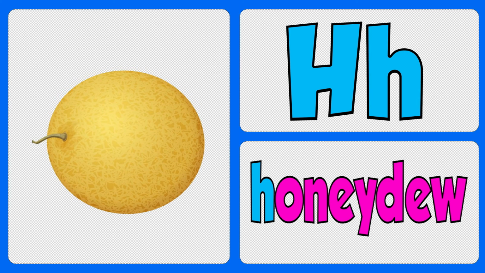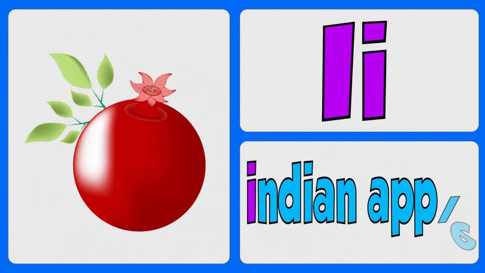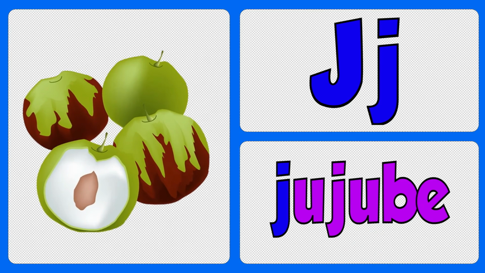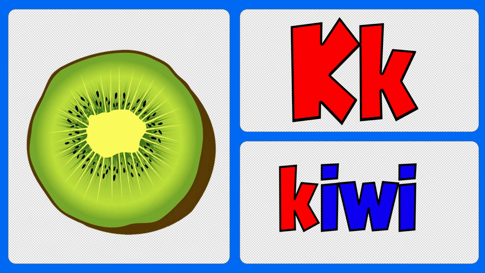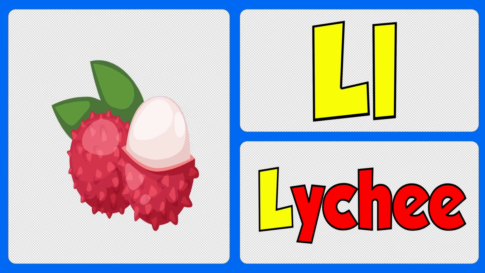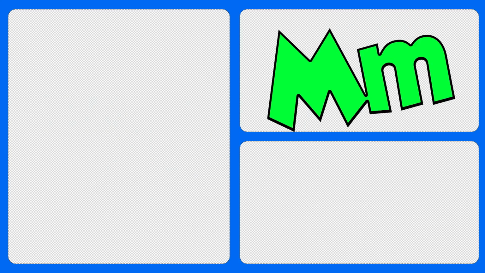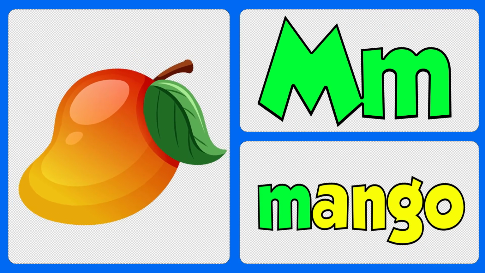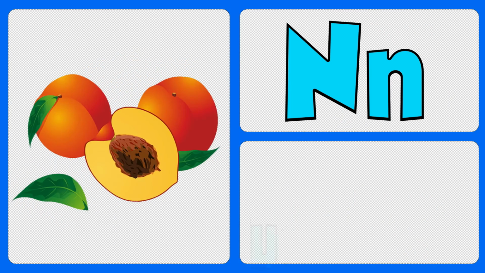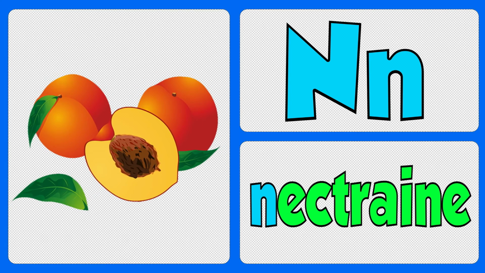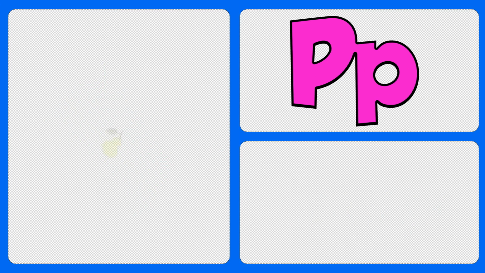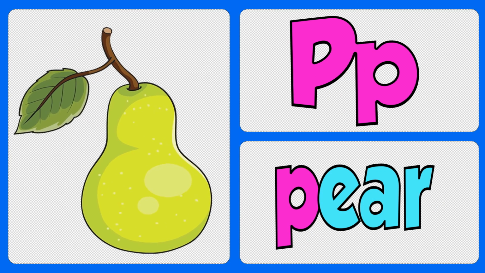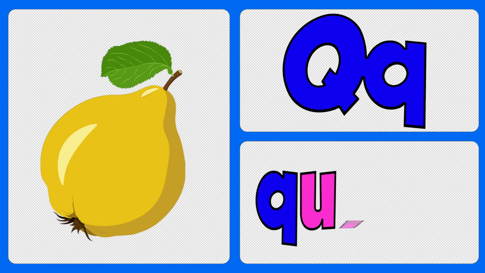I for Indian apple. J for jujube. K for kiwi. L for lychee. M for mango. N for nectarine. O for orange. P for pear. Q for queens.